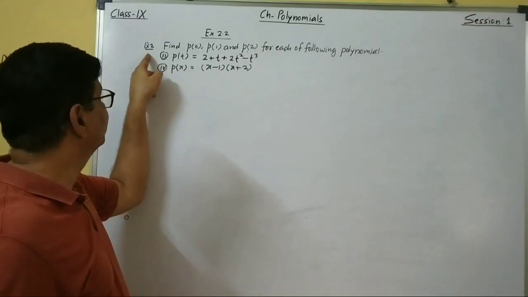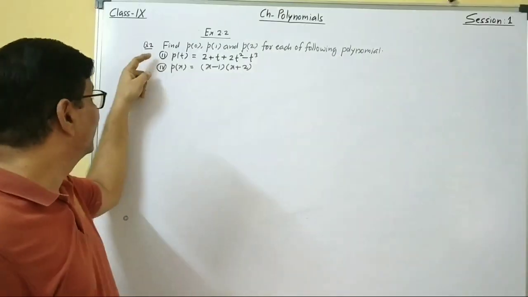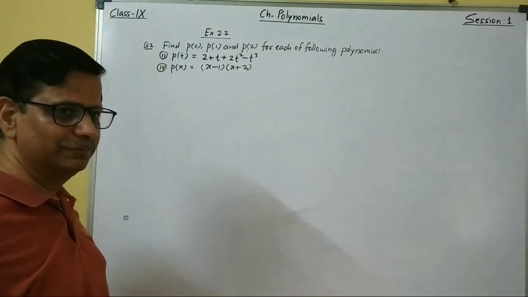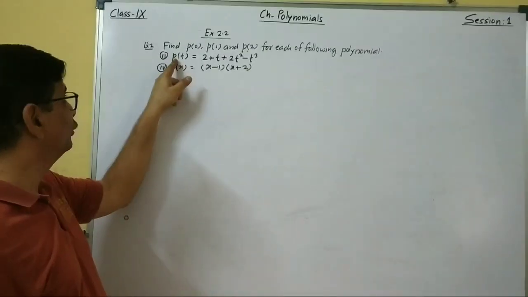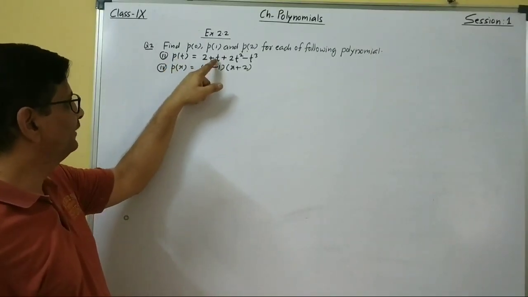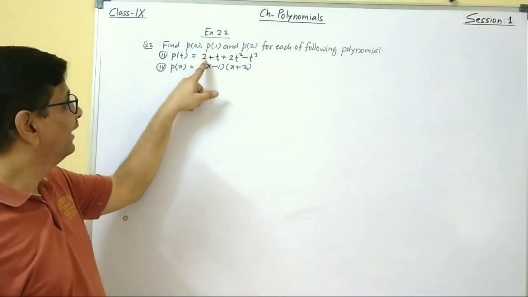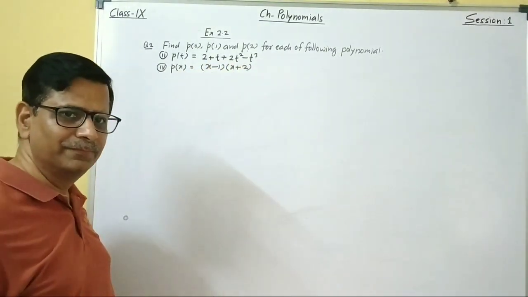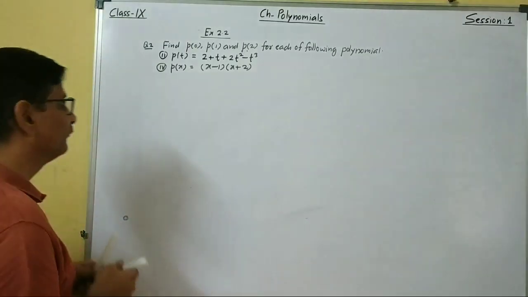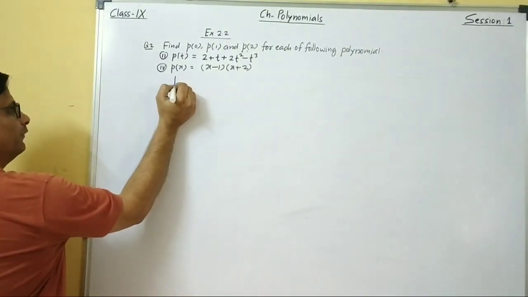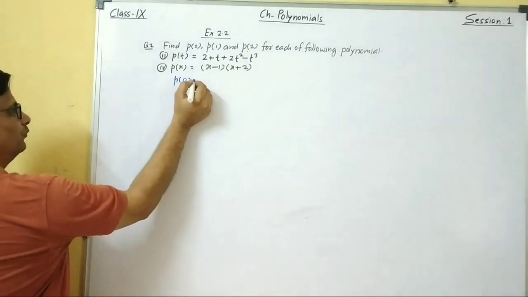Now we will do question number 2 of the same exercise. I will do part 2 and part 4. The first polynomial is a polynomial in t: 2 plus t plus 2t square minus t cube. This is the standard form of a polynomial, and the powers of the variable are in ascending order. Okay. Now first of all I want to find p0.